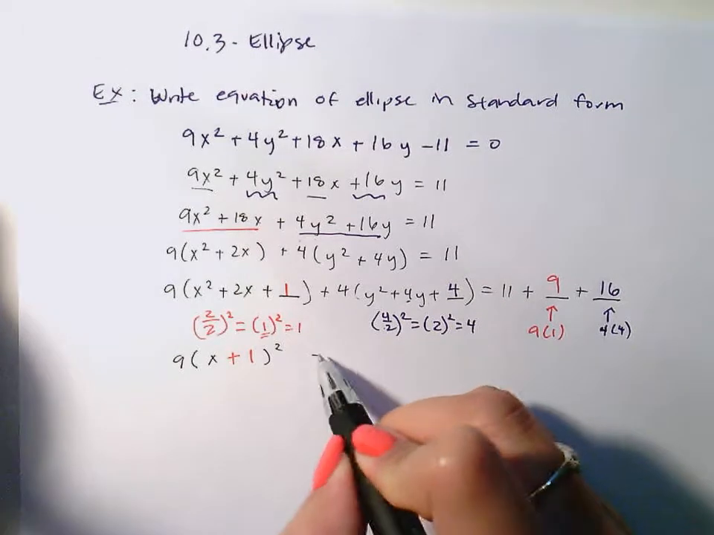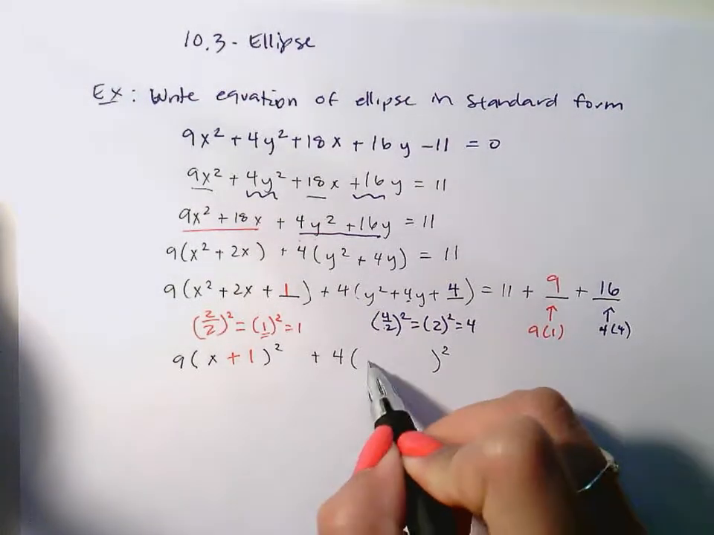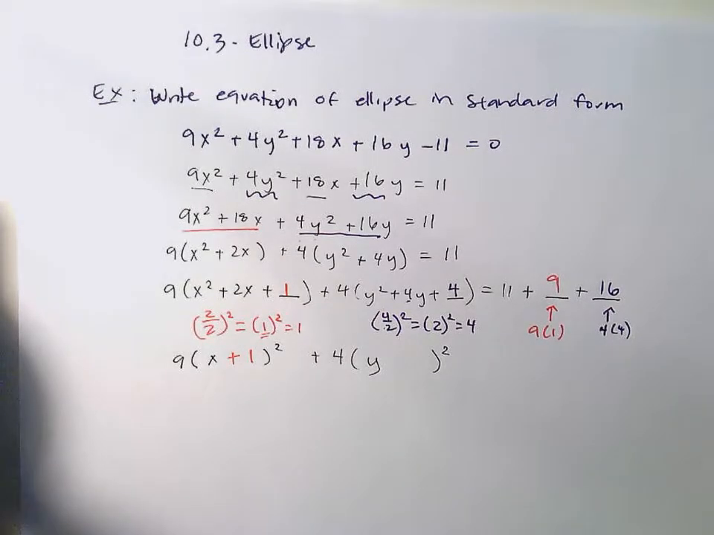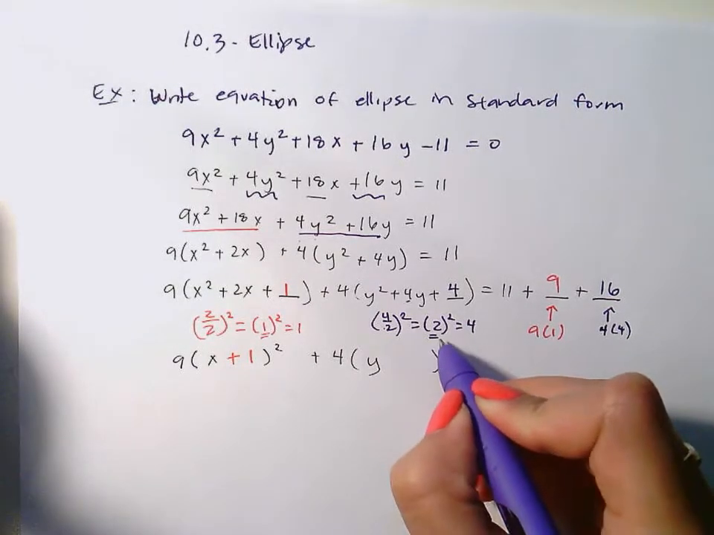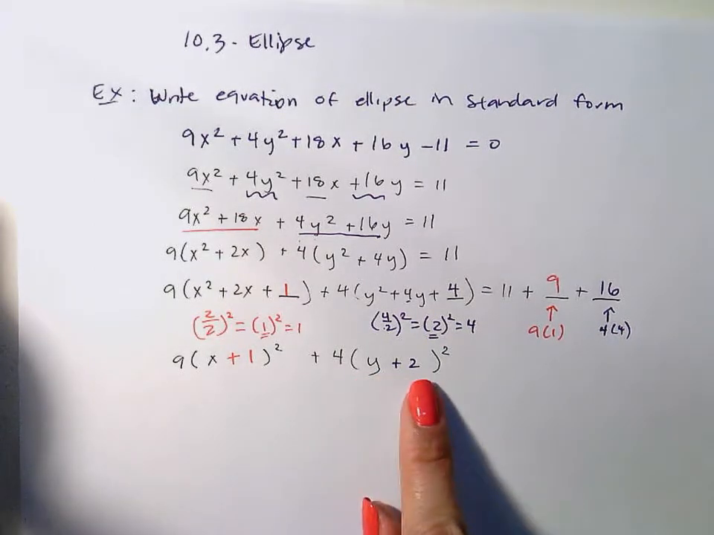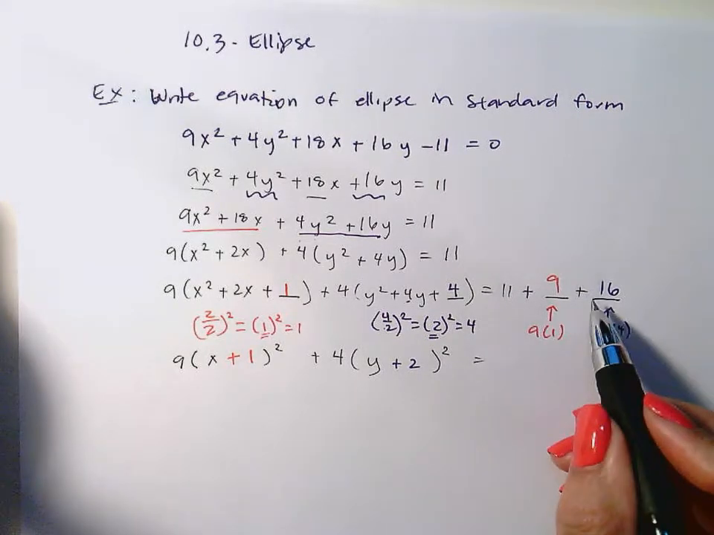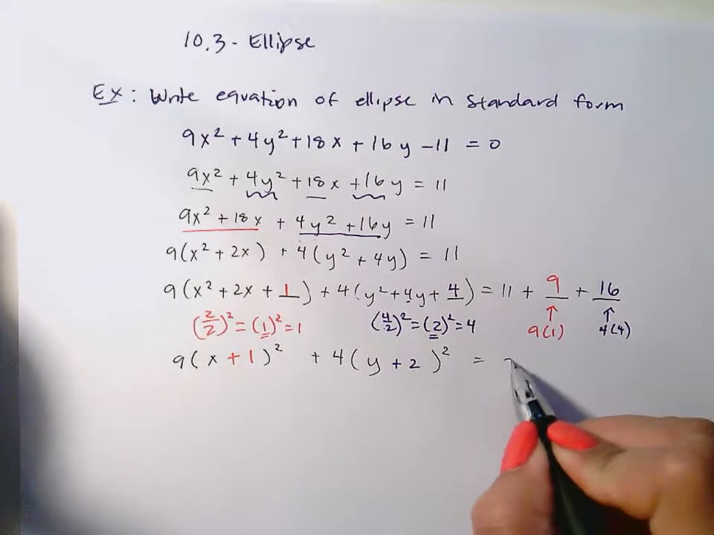And then for the y's, we still have a 4 on the outside, and then we have some quantity squared that has to do with the y's, and in these parentheses we're going to go ahead and put in this positive 2. So now it becomes a 4 times y plus 2 quantity squared, and this is equal to, if I simplify the right side, 36.